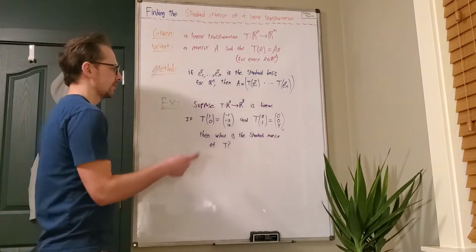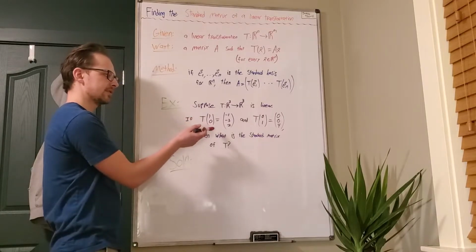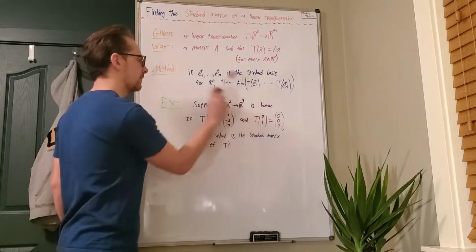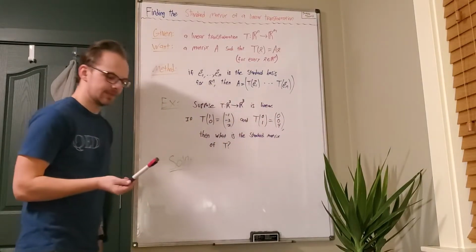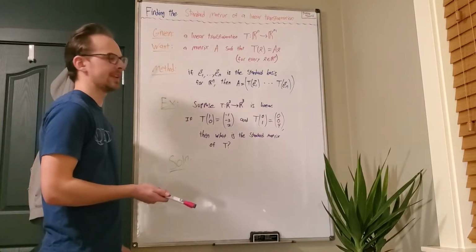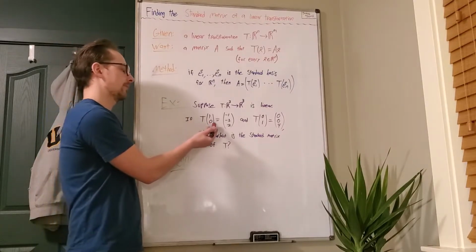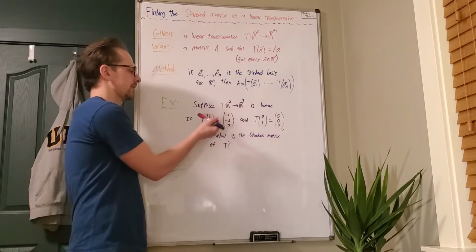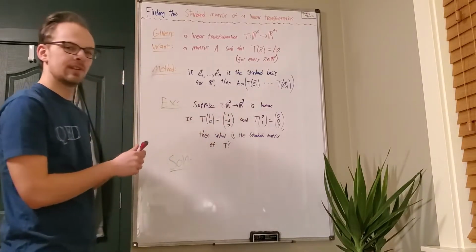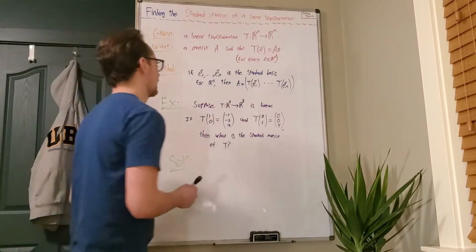So our first example: suppose that T mapping R2 to R3 is linear, and if T of (1, 0) is equal to (-1, -3, 2), and T of (0, 1) is equal to (0, 0, 4), then what is the standard matrix of T? So this is a fairly straightforward application of our method, because we're literally given what the standard basis vectors of R2, in this case e1 and e2, are mapped to under our linear transformation T. And so given this information, we can form A directly from here.